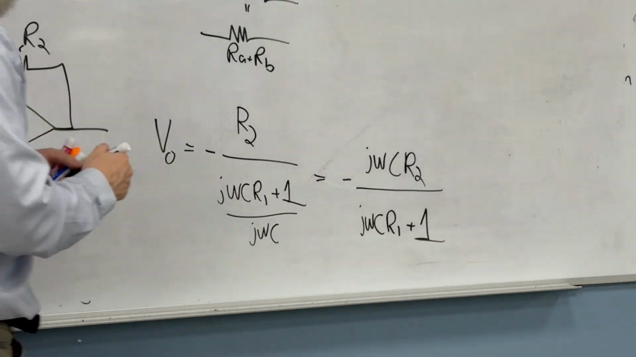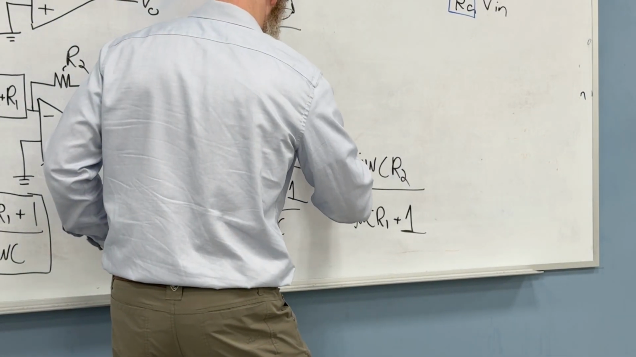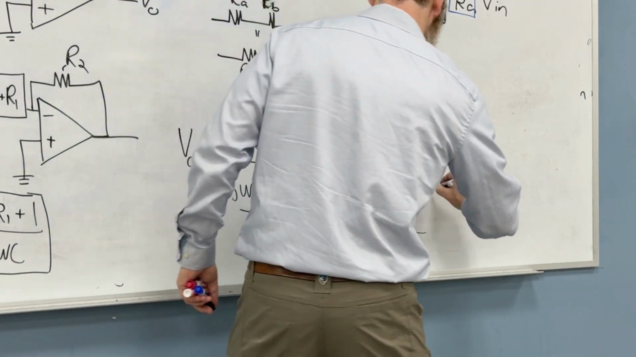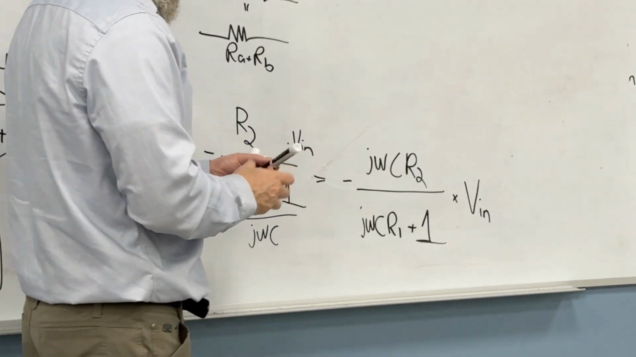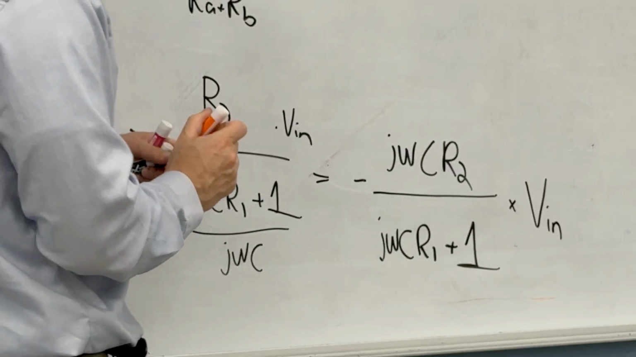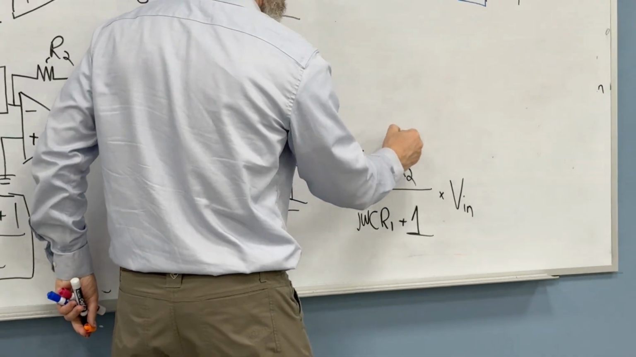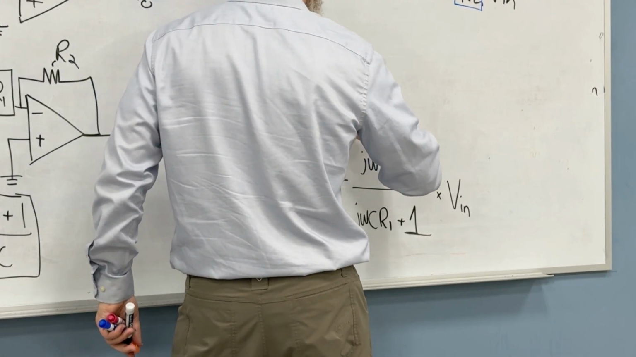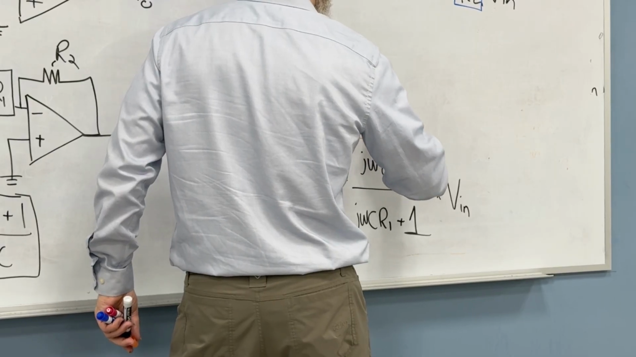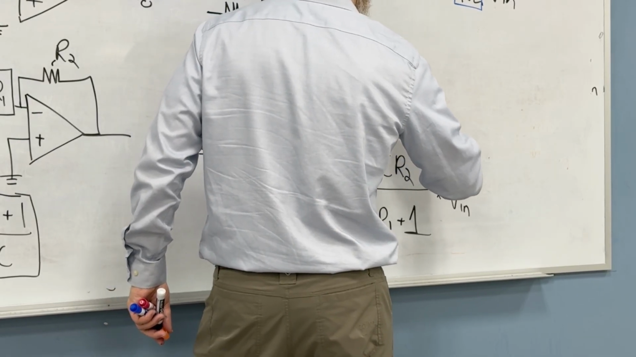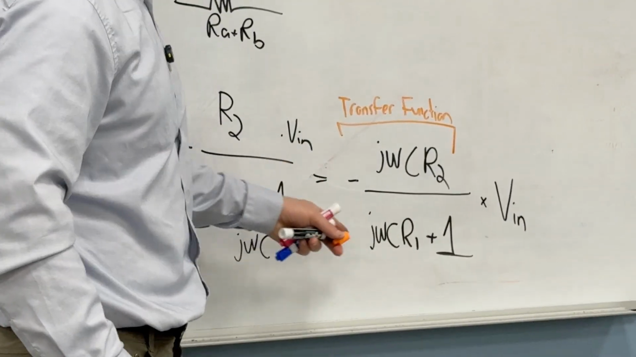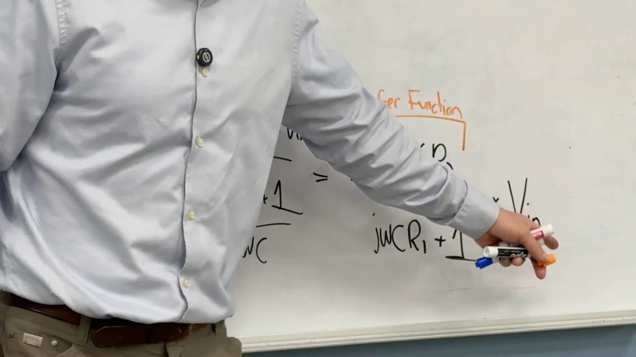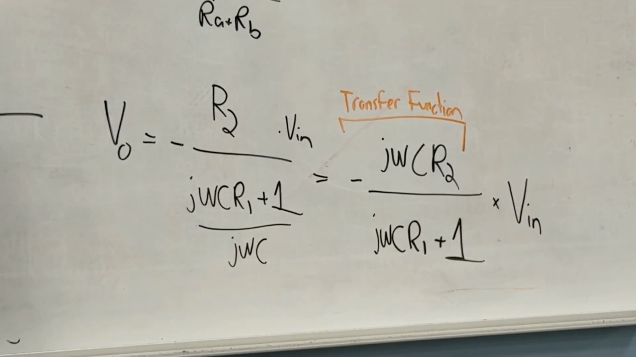Oh, I always forget. This is times V in, and so this is also going to be times V in. And just like that, we have our transfer function, which, if you don't like fancy words, is the thing you multiply the input by to get the output.